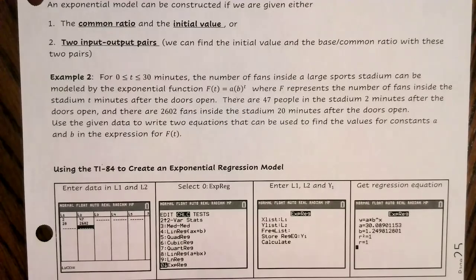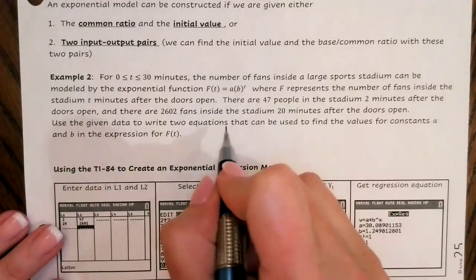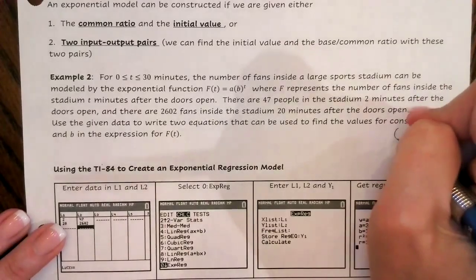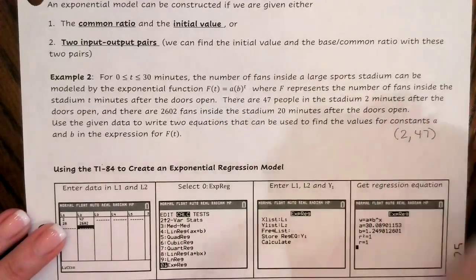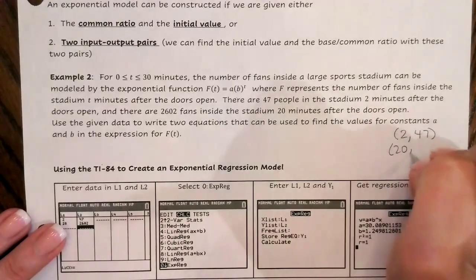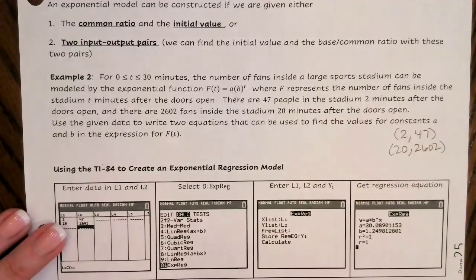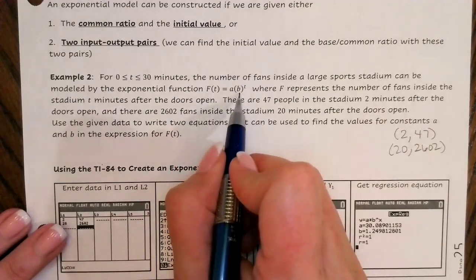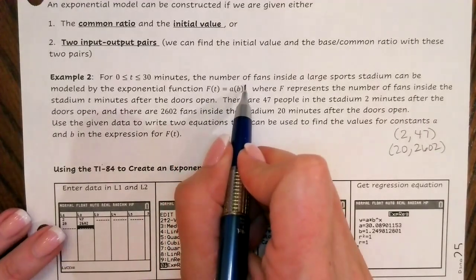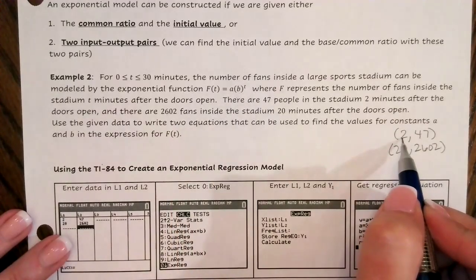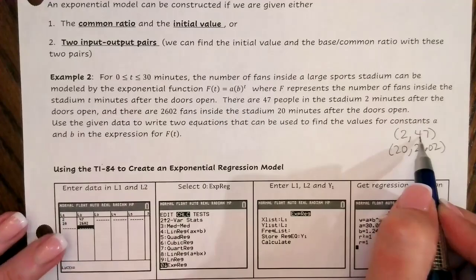And so in order to do that, it gave us 2 different points. It says 47 people in 2 minutes. And so I'm going to write that as one of my points. And then the other one is the 20 minutes at 602. That's how many people were in there. So to write this equation, again, we're using this part right here, f of t equals a times b to the t power. And so here is my t, and here is my f of t.